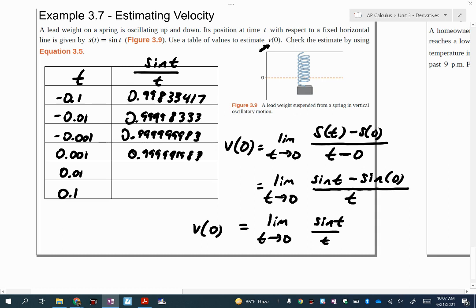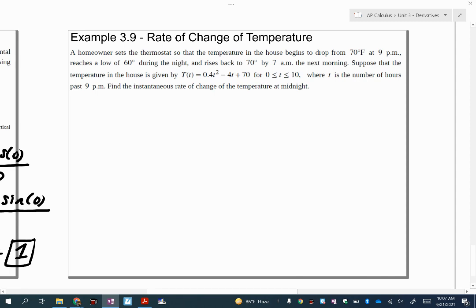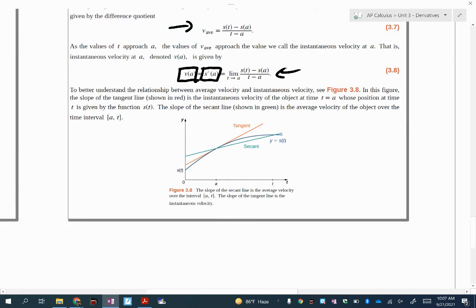Something like that. And then finally, we can see that this instantaneous velocity is equal to 1. Okay? Okay, so now let's do one more, but this time we're going to use our algebra to figure it out using this formula up here, right?